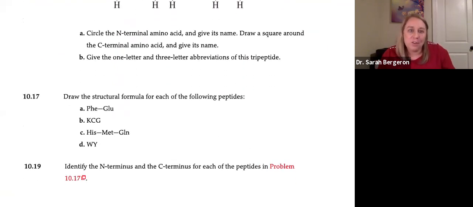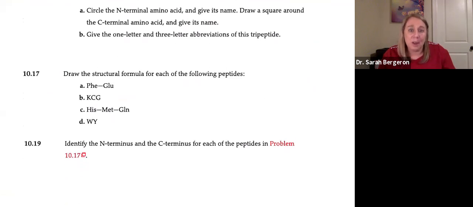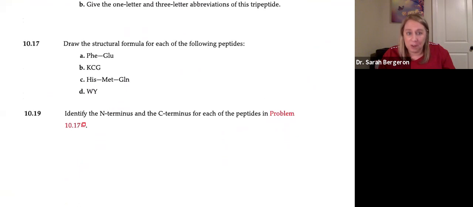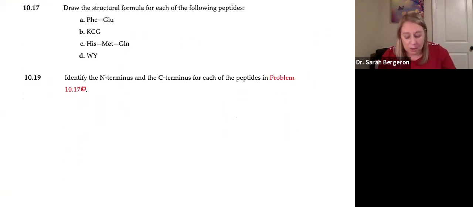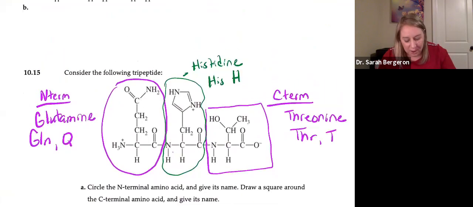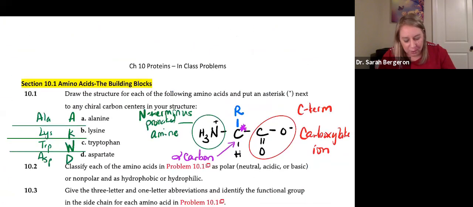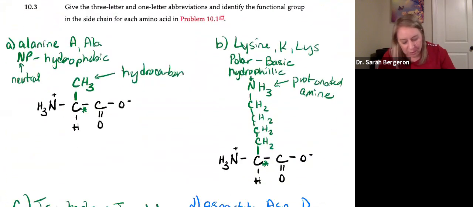Okay, draw the structural formula for each of the following peptides. We're gonna do 17 and 19 together. So we're going to draw them and then we're going to identify the N and C terminus for each one, right? So how do you do this? Well, let me go up and get a peptide backbone from the last video, right? It was this one. So we're going to go ahead and steal this.